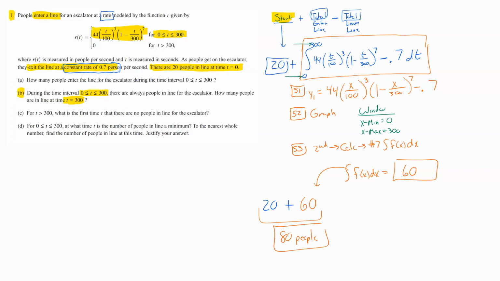This question would have gotten us 2 points, basically just one for putting this antiderivative, this equation up top here together, and then we would have gotten 1 point at the end for adding that up.